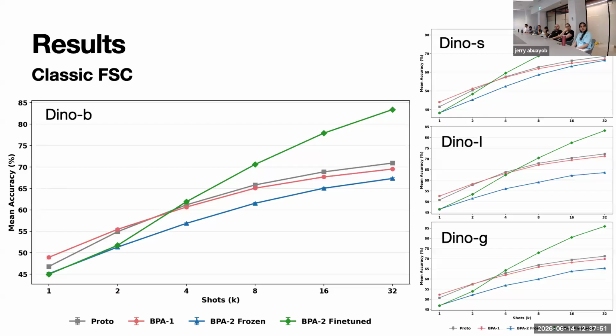So at the low shot regimes, a single BPA transform greatly enhances performance. But as our number of shots goes further up, we actually need this MLP or this adapter with us to greatly enhance the performance. And the intuition for that is very simple. Since we have more support samples, our adapter learns more during the fine-tuning process. Any questions?